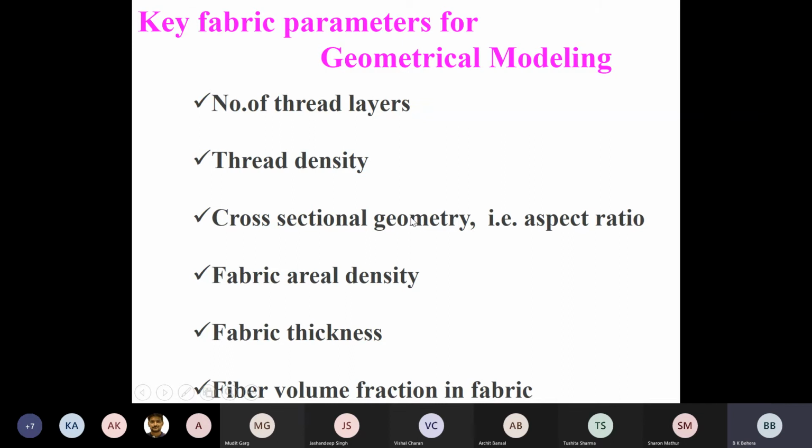Okay, so once the cross-section changes, this aspect ratio will change. And a change of cross-section changes the complete fabric properties. Then fabric areal density, this you know, GSM. Fabric thickness, it's very simple. What is the thickness of the fabric? Because it is a multi-layer fabric.